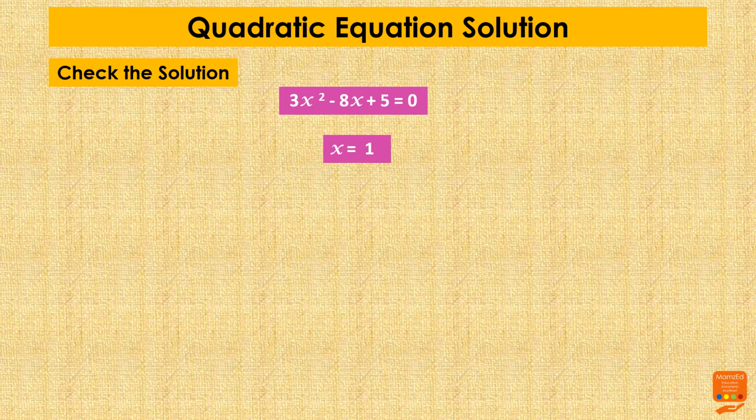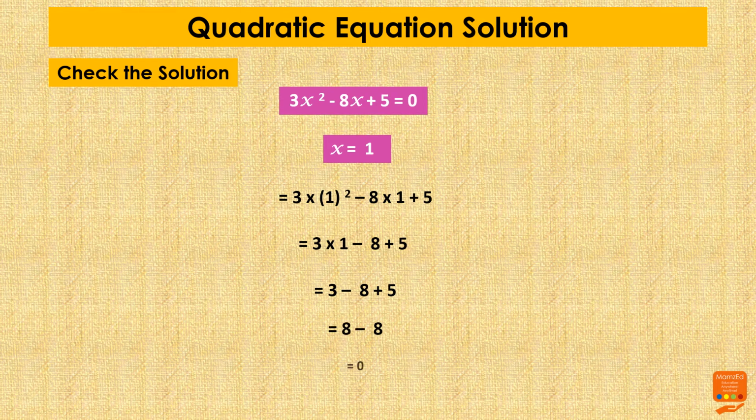So the equation becomes 3 multiplied by 1 squared minus 8 multiplied by 1 plus 5, which is equal to 8 minus 8, which is equal to 0. So again, the left hand side of the equation becomes 0. So this tells us that the second value of x we have calculated is also correct. So this is one easy way to check whether the solution that you have found for the quadratic equation is a correct solution or not.